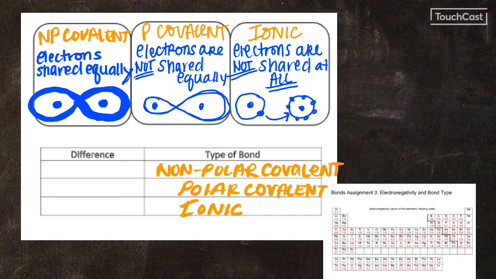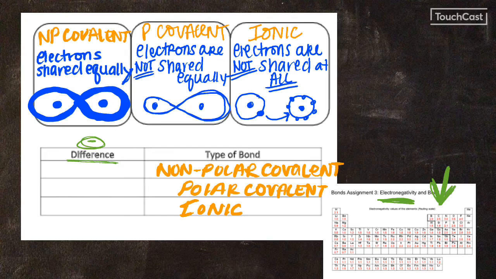Now we're going to figure out how to determine what kind of bond we have based on the elements within the compound. We're going to do this by using the difference between their electronegativities. This chart right here is attached to the worksheet you're about to do. This is all of the elements' electronegativities. Difference means subtraction. So we're going to subtract the different electronegativities.